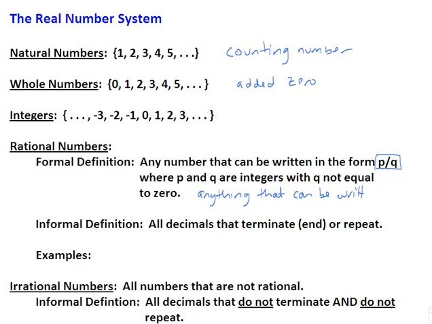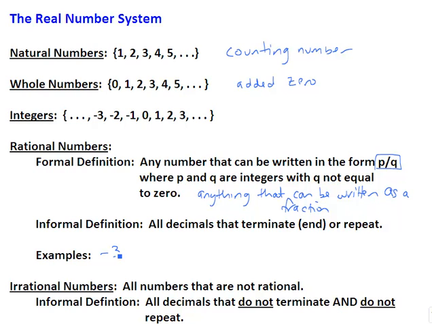Now there's an alternative definition that we sometimes talk about dealing with decimals. When you talk about rational numbers, we can also say that any rational number should be a decimal that terminates. Terminates means that it needs to end or stop, or it could be any decimal that repeats. So let me give you some examples of some rational numbers.